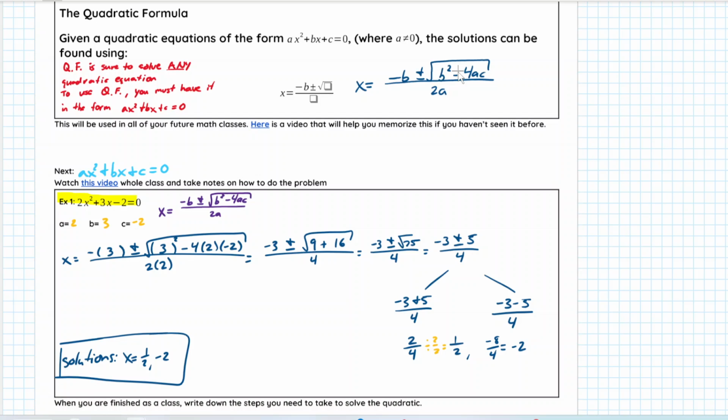Okay, so your solutions to quadratic equations won't always come out as numbers like this. You may have things called exact solutions, which we'll need to show, but we can get into that in another video.